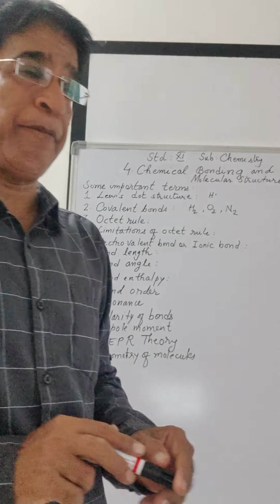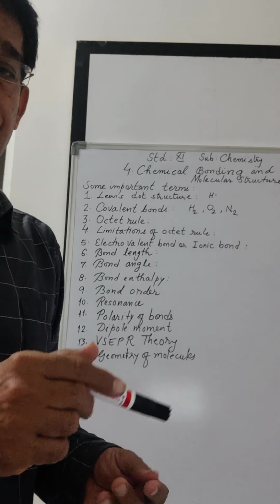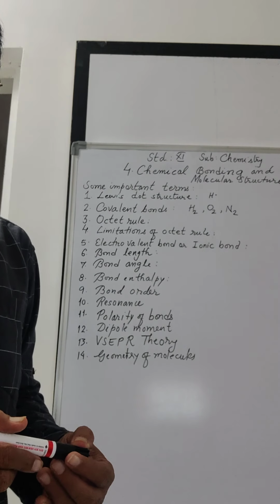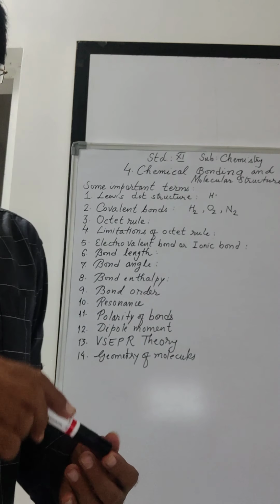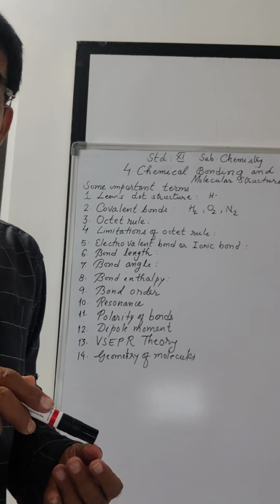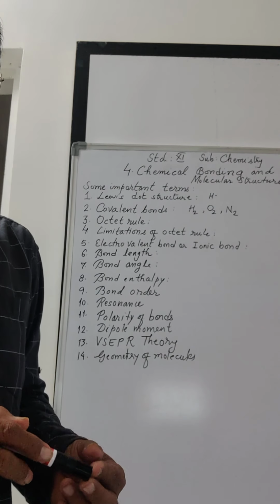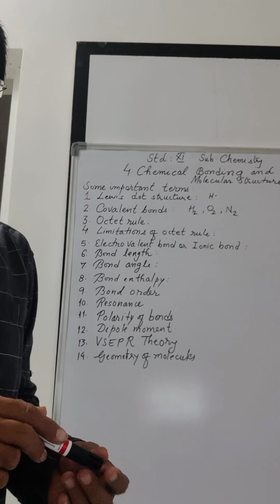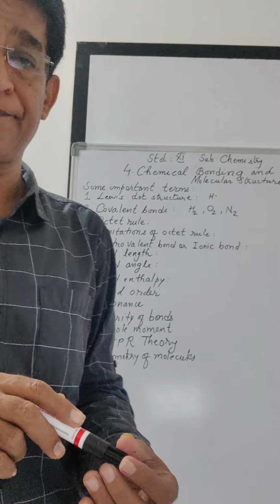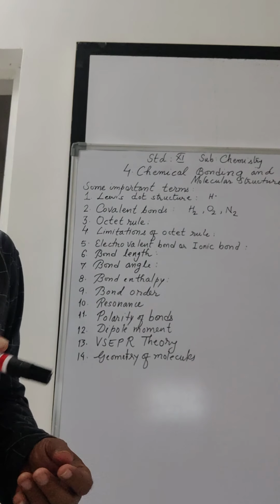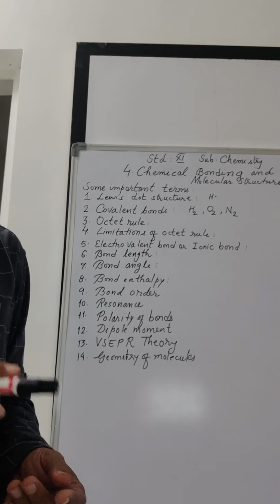Bond enthalpy. It is defined as the amount of energy required to break 1 mole of bonds of a particular type between two atoms in a gaseous state. The unit of bond enthalpy is kilojoule per mole.